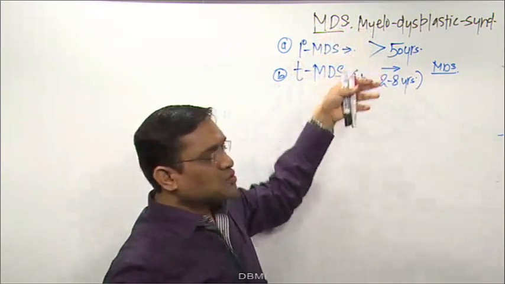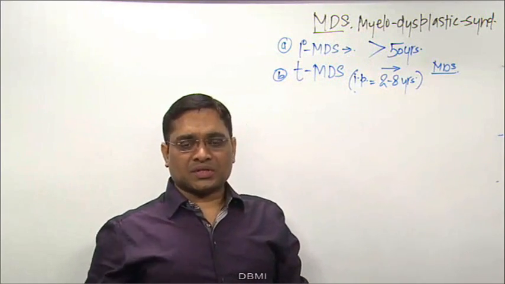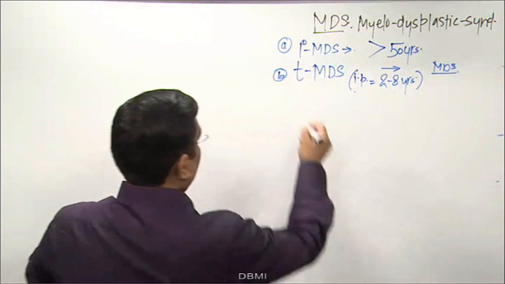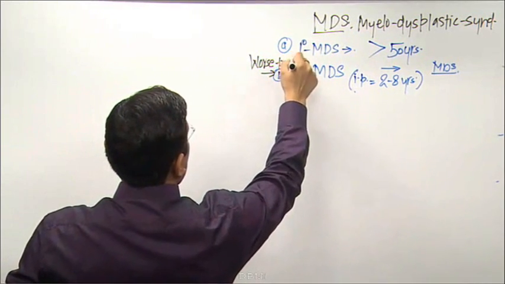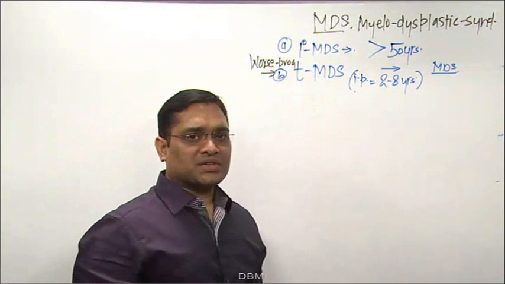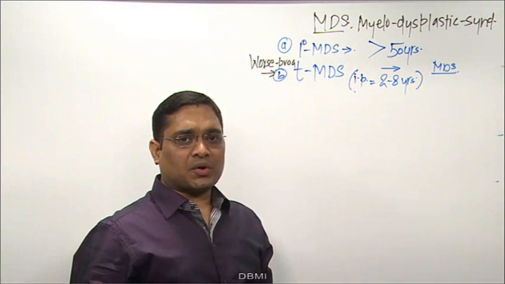So out of these two, which will carry worse prognosis? This is the MCQ. So remember, treatment related will carry worse prognosis. So worse prognosis is treatment related myelodysplastic syndrome.